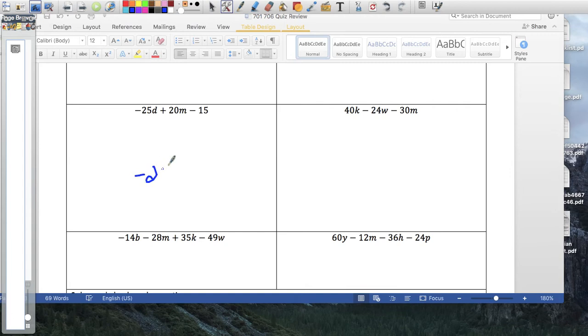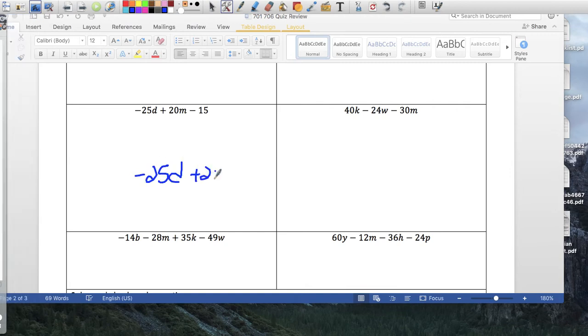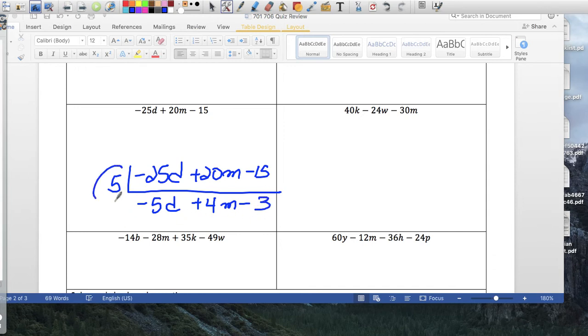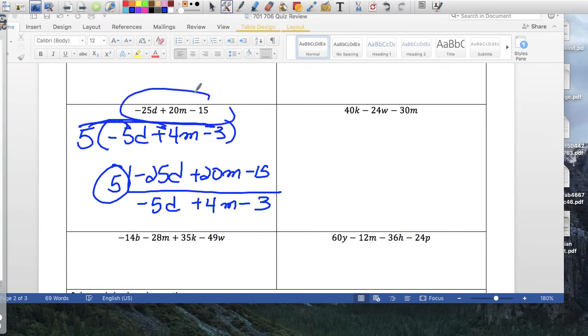Same thing, negative 25d plus 20m minus 15. Let's pull out the 5. So 25 divided by 5 is negative 5d. 20 divided by 5 is going to be plus 4m, and 15 divided by 5 is minus 3. Can I go on? No, I can't. So this is my GCF, that's the number outside, and inside would be negative 5d plus 4m minus 3. And if you did a distributive problem, you would see that would equal exactly this.